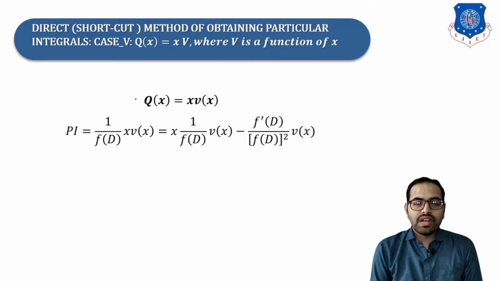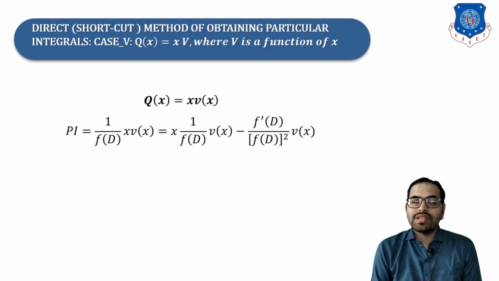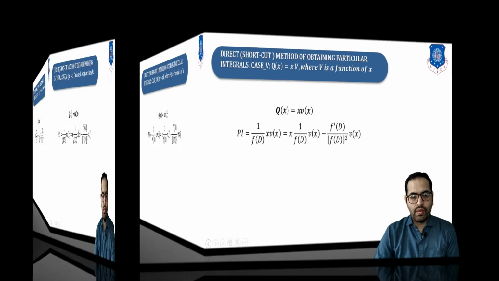Whenever our Q of x is x into v of x, then the particular integral 1 upon f of D into x v of x equals x times 1 upon f of D into v of x, minus the derivative of that term, that is f dash of D upon f of D whole square into v of x. This is the formula to solve examples where Q of x is multiplied by x, x into v, meaning x sin x, x cos x, x e raised to x, like that. Such kind of examples we can solve using case 5.